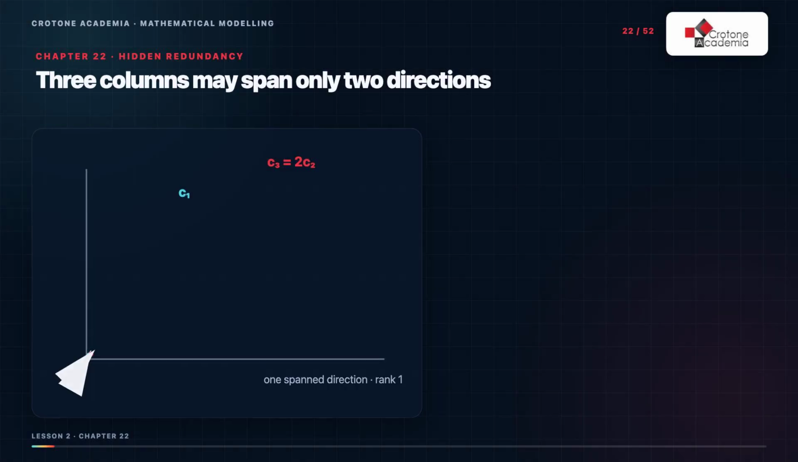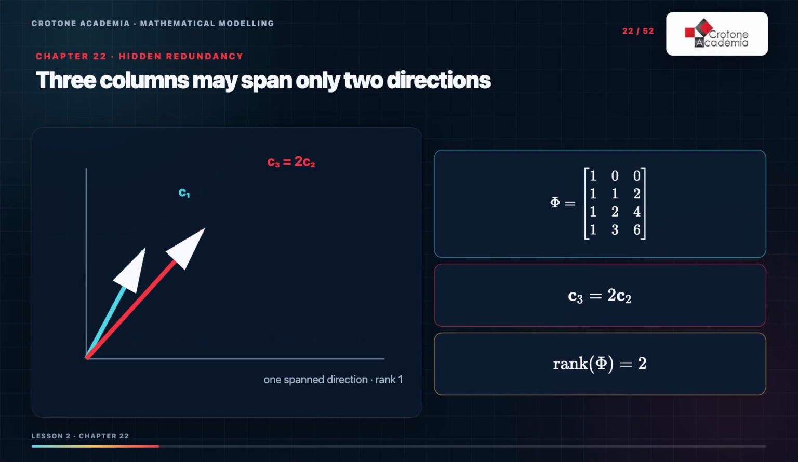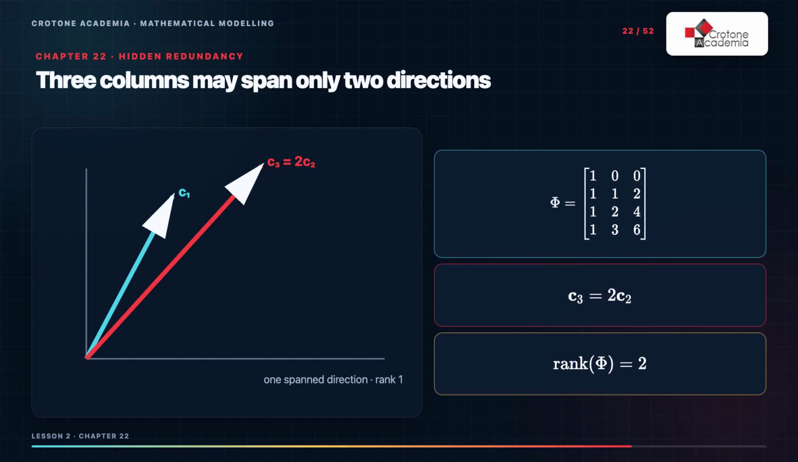A larger matrix can hide the same problem. Here, the third column is twice the second. The design matrix has 3 columns but only 2 independent column patterns. Its rank is 2. The contribution assigned to the second weight can be exchanged with the contribution assigned to the third while leaving every prediction unchanged. Counting 3 columns would miss that ambiguity. Rank exposes it immediately.